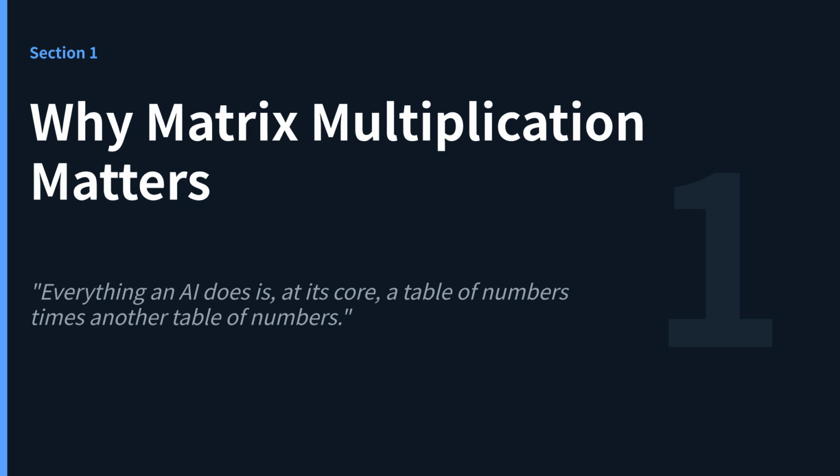So before we talk about DeepGEMM specifically, let's zoom out for a second and ask, what actually happens inside a language model when it processes text? The answer, in almost every case, comes down to one operation: matrix multiplication. This is section 1, why matrix multiplication matters.